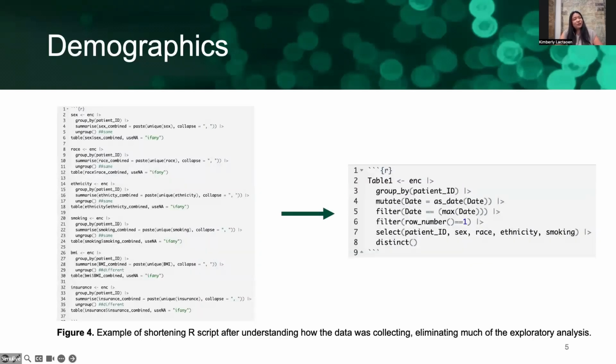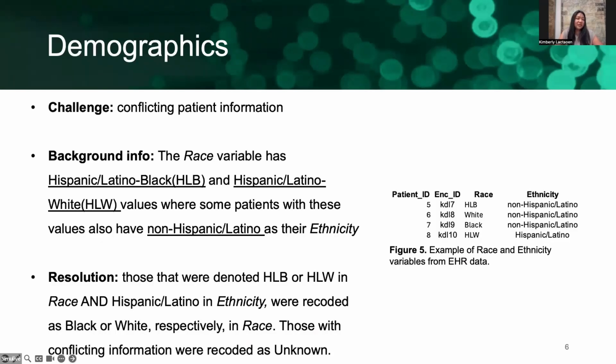And so your script can go from doing a bunch of exploratory analysis, as you can see on the left, to right off the bat, coding for the most recent entry of demographic information. Where on the right, you see that I used the asDate function from lubridate and filtered for the most recent entry of some demographics. Another challenge found from cleaning demographic data is finding conflicting patient information.